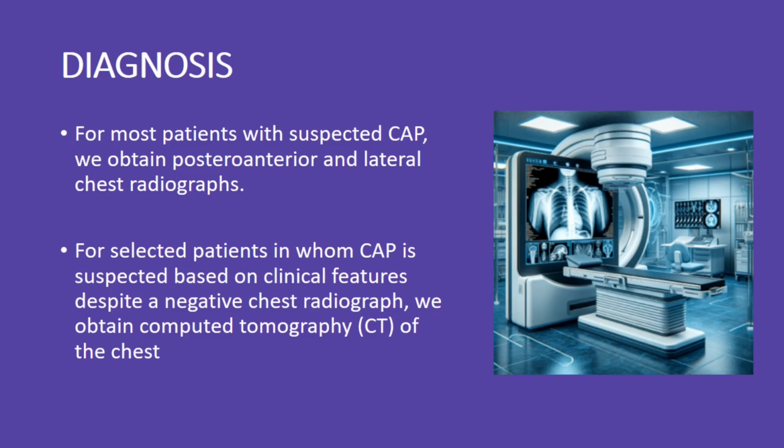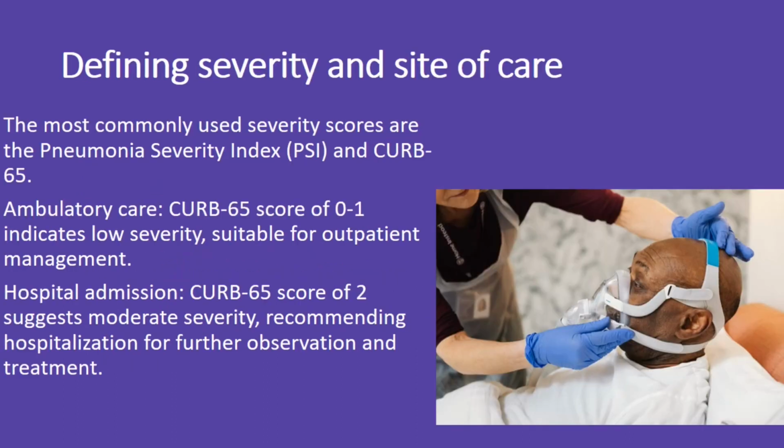Diagnosis. For most patients with suspected CAP, we obtain posterior-anterior and lateral chest radiographs. For selected patients in whom CAP is suspected based on clinical features, despite a negative chest radiograph, we obtain computed tomography, CT, of the chest. Defining severity and site of care: the most commonly used severity scores are the Pneumonia Severity Index, PSI, and CURB-65.